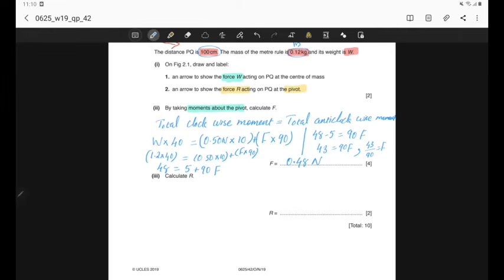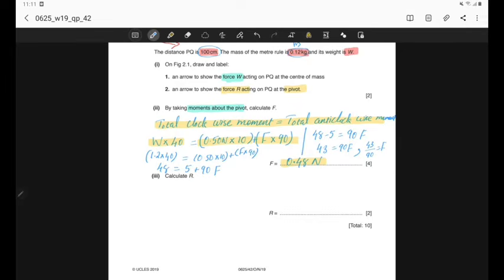And please note that it is a 4-mark question. If you know the concept, it is very easy to solve this question. Please don't forget to write that total clockwise moment is equal to total anti-clockwise moment, and by identifying each moment you will get marks. And you should write the final answer to 2 significant figures with the unit in order to score full marks.